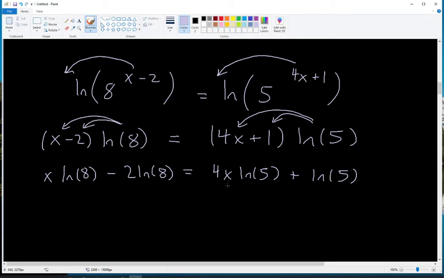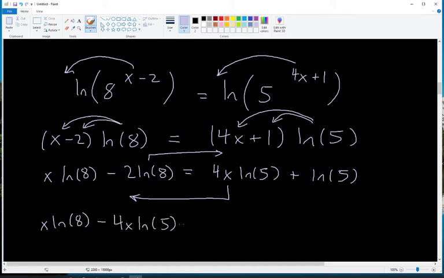What you need to do is get all the x terms on one side. So I'm going to subtract my 4x natural log of 5 term across, and my term that doesn't have an x, I need to push back across the equal sign. So I will have x natural log of 8 minus 4x times natural log of 5 equals, now this negative 2 natural log of 8 is going to add across, so it'll be a positive 2 natural log of 8 plus natural log of 5.